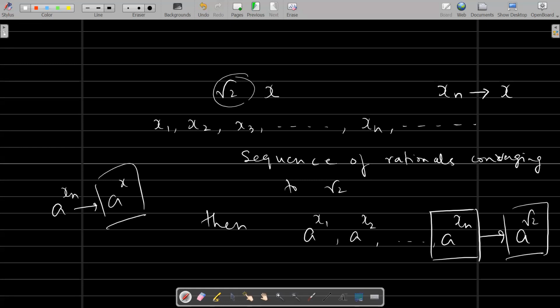Okay. Who asked the question? Do we always know there will be a sequence of rationals converging to any irrational number? Yes. One can always produce some sequence of rationals converging to an irrational, or vice versa, a sequence of irrationals converging to a rational.